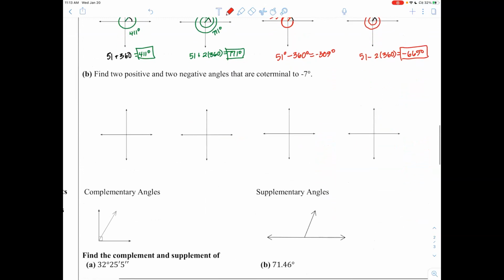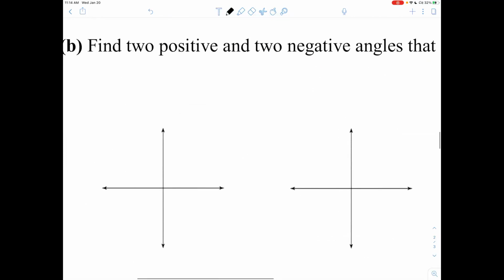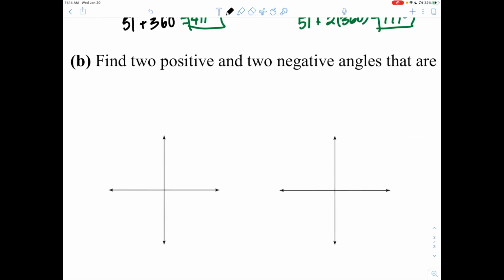Now let's do the same thing with 2 positive and 2 negative angles that are coterminal to negative 7. So again, press pause. I'll do the first one with you, and then you do the other 3. Okay, so I'm going to zoom in here, and we're doing 2 positive coterminals to negative 7. So negative 7 would be just slightly down, right? There's 0 degrees, negative 90. So this would be negative 7 degrees.